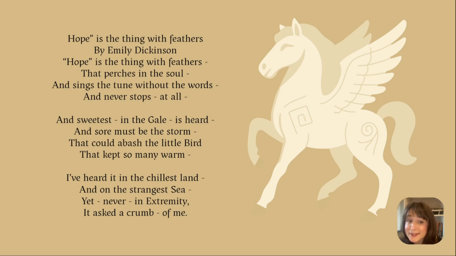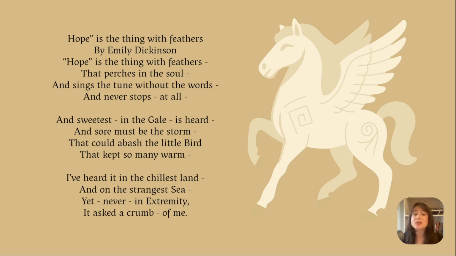Hope is the thing with feathers that perches in the soul and sings the tune without the words and never stops at all. And sweetest in the gale is heard, and sore must be the storm that could abash the little bird that kept so many warm. I've heard it in the chillest land and on the strangest sea, yet never in extremity it asked a crumb of me.